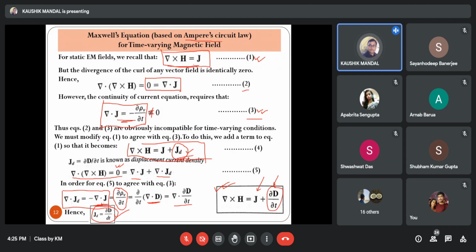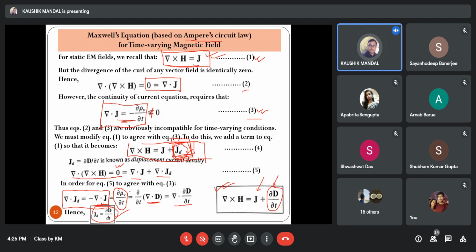This Ampere's circuit law easily describes the static field, but it fails to describe the time varying magnetic field. That's why Maxwell included this particular modification. This modification of JD is basically from Maxwell. This JD was included by Maxwell to overcome the fallacy, or you can say the drawback, of Ampere's law. That's why this particular law is also known as Ampere-Maxwell's law.